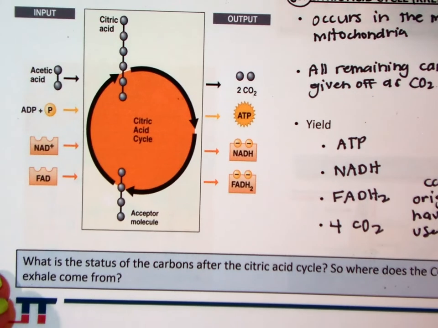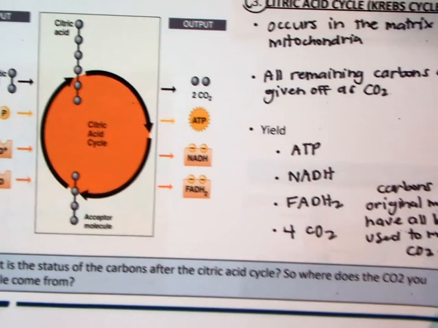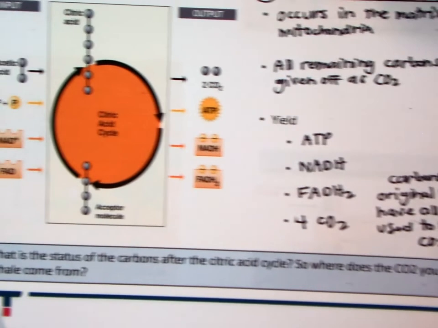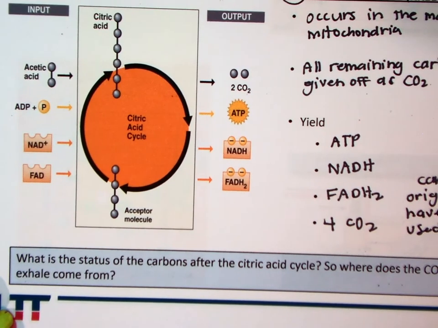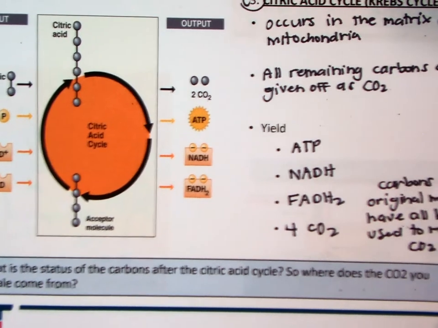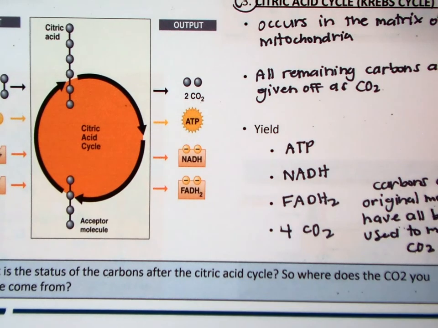So we've already answered this question. What is the status of the carbons after the citric acid cycle? We've used them all up, and they've all been exhaled as CO2. So the CO2 you exhale comes from that original glucose molecule.